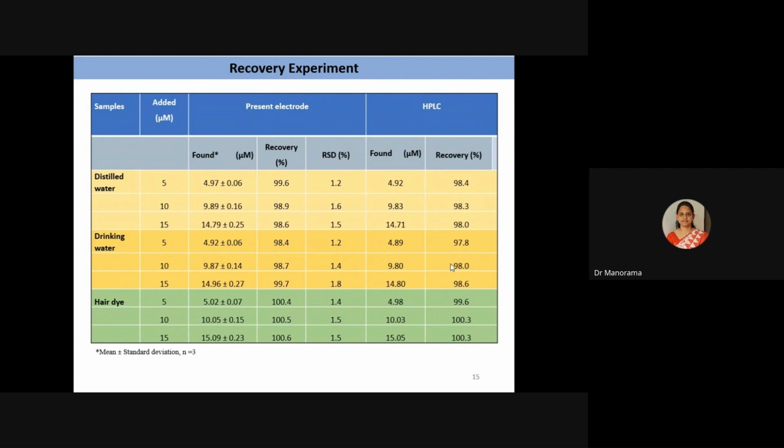And for the real hair dye samples which we collected from the barber shop, the recovery result is 99.6 to 100.3. We have also compared the results with the HPLC data, and we found that our modified electrode is comparable to the HPLC method. But HPLC is a very costly method. If we prepare an electrode-type device, we can easily and immediately get how much paraphenylenediamine concentration is in any kind of sample. We don't need to go for long sample preparation and other things.